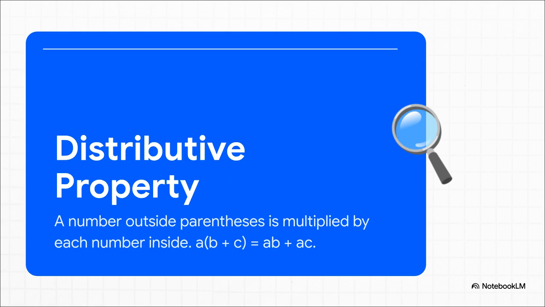Oh, the distributive property is a really powerful one. I like to think of it like delivering mail. The number on the outside of the parentheses has to be distributed or handed out to every single number on the inside through multiplication. No one gets left out.